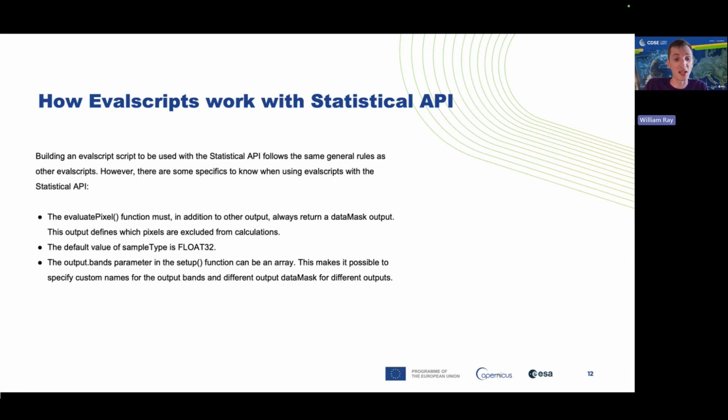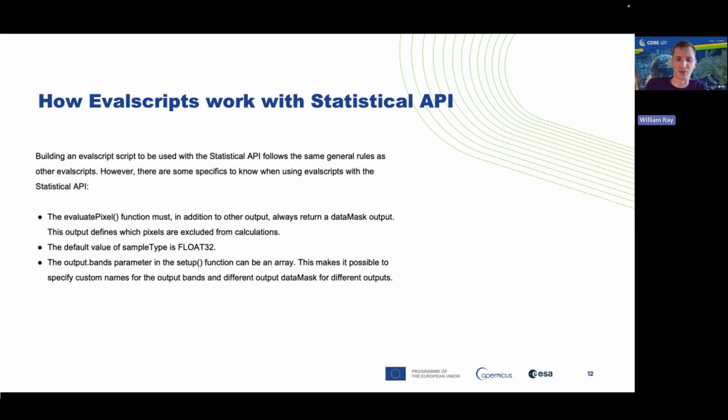In addition, the output bands parameter in the setup function can also be an array, and this makes it possible to specify custom names in the output bands, and also a different output data mask for different outputs as well. So maybe you wish to use a slightly different data mask for a different product. That's kind of up to you.